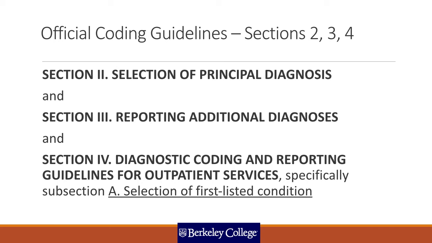If you find no specific directions for sequencing in the chapter-specific coding guidelines, look for guidance about correct sequencing of codes in the coding guidelines, Section 2, Selection of Principal Diagnosis, Section 3, Reporting Additional Diagnosis, and Section 4, Diagnostic Coding and Reporting Guidelines for Outpatient Services, specifically subsection A, Selection of First Listed Condition.